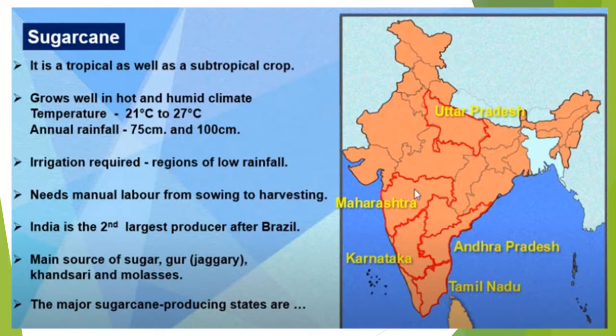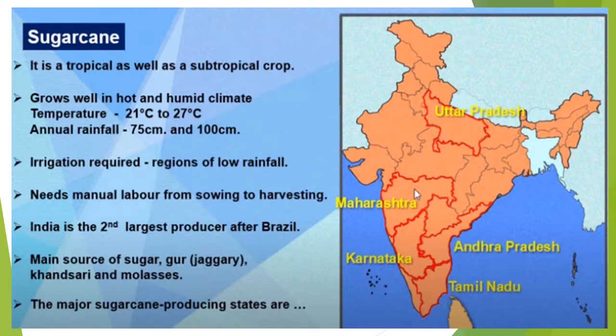Sugarcane. It is a tropical as well as subtropical crop. Fortunately, India is experiencing both types of climatic conditions. For example, the southern part of India experiences tropical climate, whereas the northern part of India experiences subtropical climate. So sugarcane grows well in hot and humid climate with a temperature of 21 degrees Celsius to 27 degrees Celsius and with an annual rainfall between 75 centimeters and 100 centimeters. So irrigation is required in regions of low rainfall.